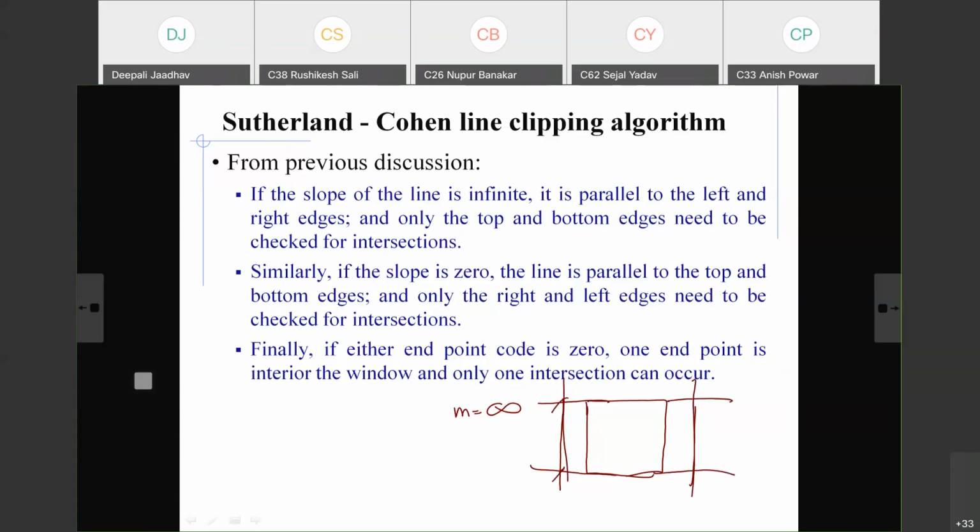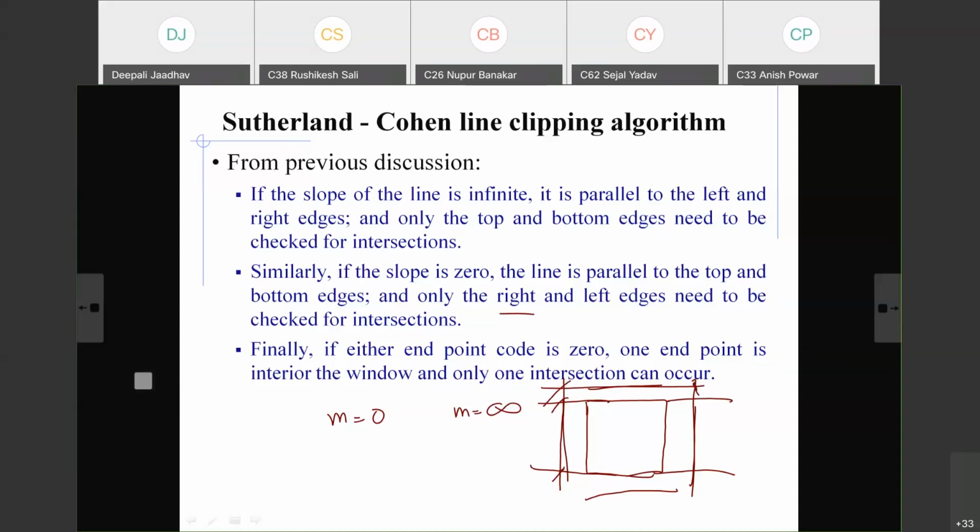Second, if the slope is 0, the line is simply parallel to the top and bottom. So in that case only the right and left edges matter. We need to calculate the intersection on the right and on the left. So only the right and left edges need to be checked for the intersection.